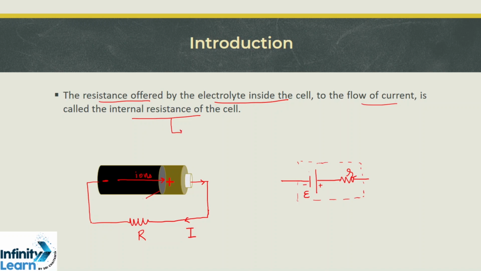Now being a type of resistance, the unit of resistance is ohms and the symbol is omega. Now when we draw current through this cell, there is this current I flowing through the cell internally as well, and there is a voltage drop inside the cell due to the internal resistance. Let us denote this by small v, and this will be equal to I into r.